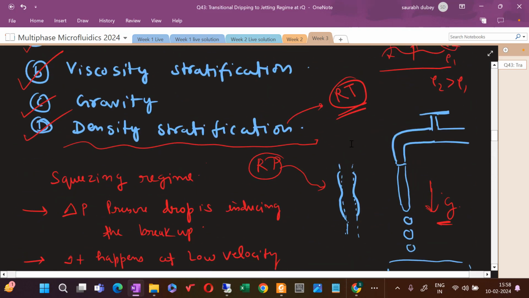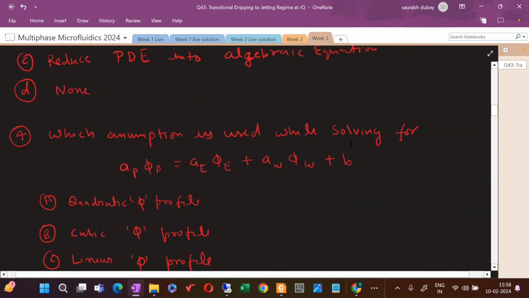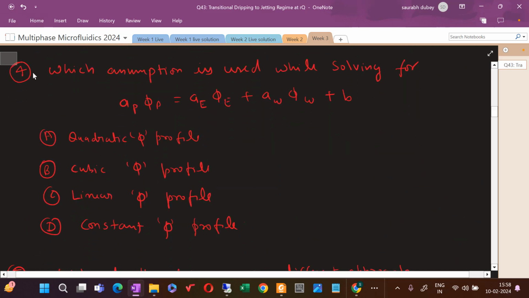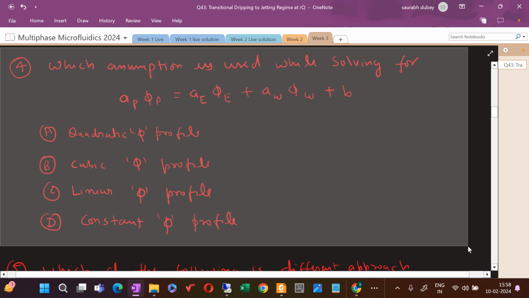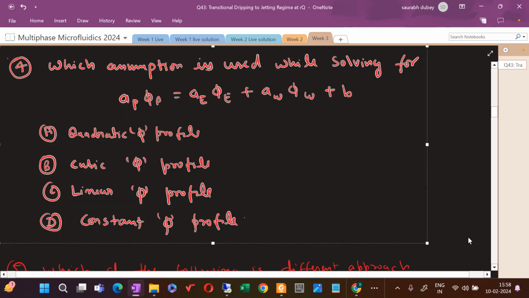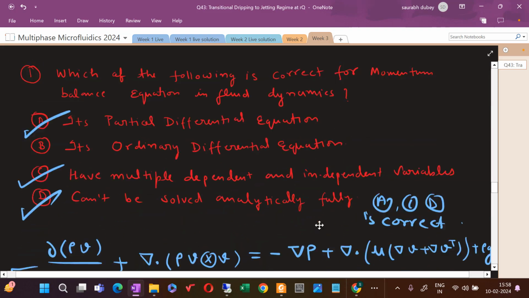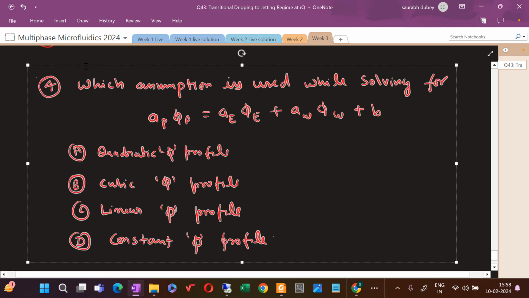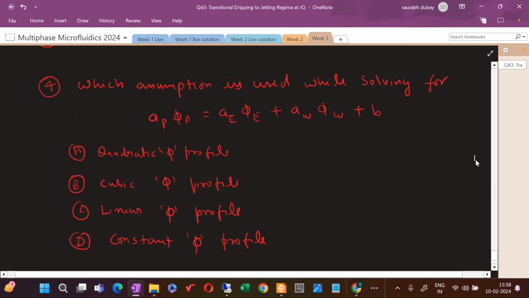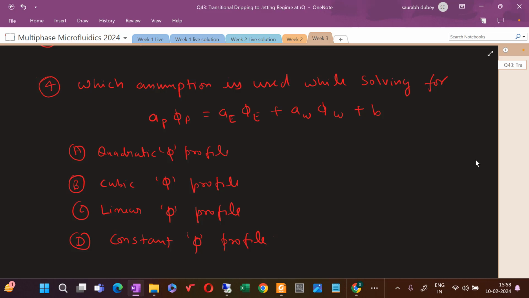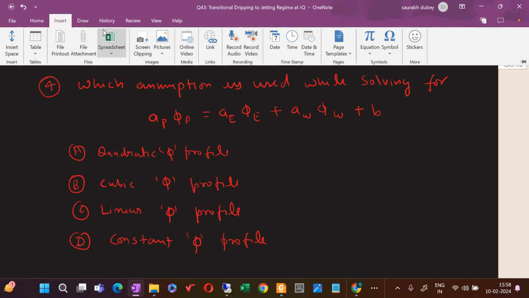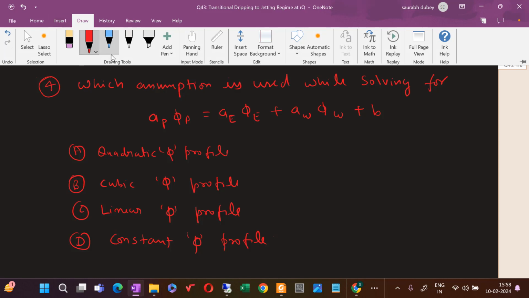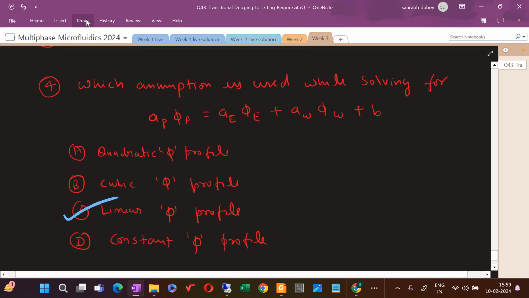The fourth problem is, which assumption is used for solving. I was talking about this, where sir told about the conversion from partial differential equation to ordinary differential equation, how discretization is being done. They have assumed what profile? You can assume different profiles, but in the explanation it has been assumed to be a linear profile. So a linear profile has been assumed for deriving that.